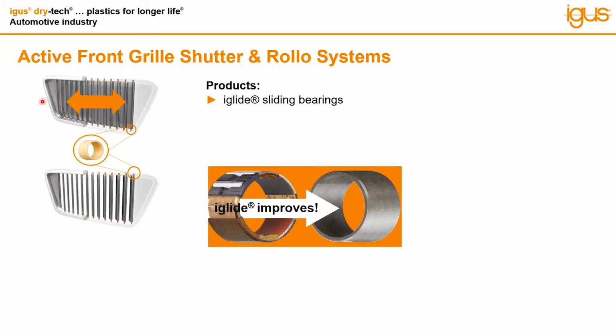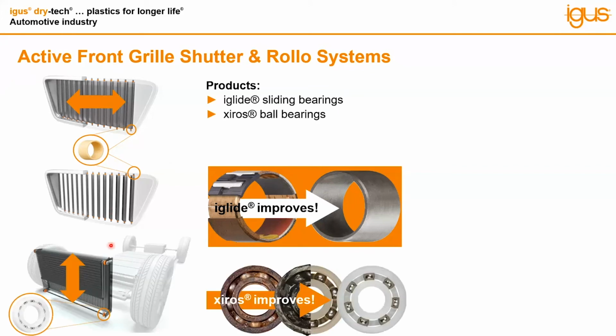So in the shutter system, which usually has blade systems, flap systems, which are opening from the left to the right, we can use our iglide bearings in the sliding form. Another option is if you have a rollo system, which is also traditionally used in these active front grills. This would be a sliding function up and down. We are already very successfully using our Xyros ball bearings. This is also another product we have.